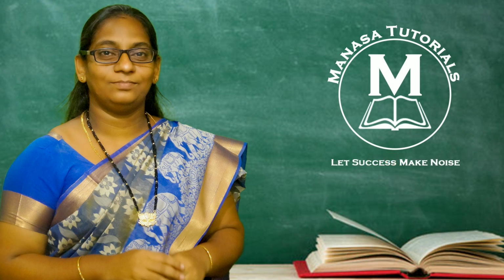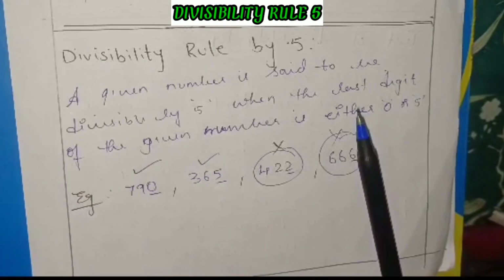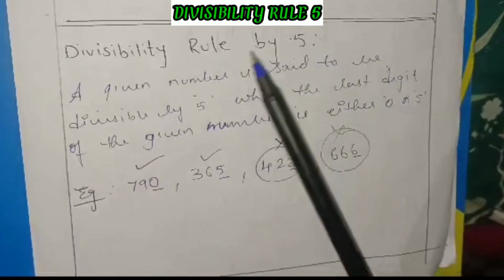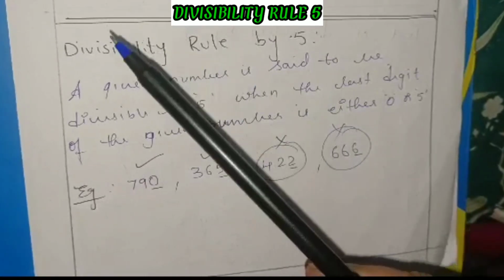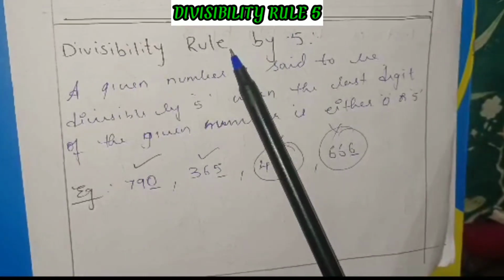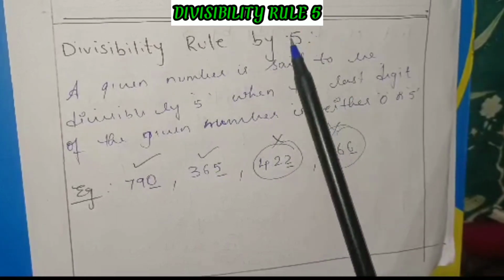So today, initially we discussed the 2, 3, and 4 divisibility rules. Now we are going to see the divisibility rule of 5. How will we know which number is divisible by 5?